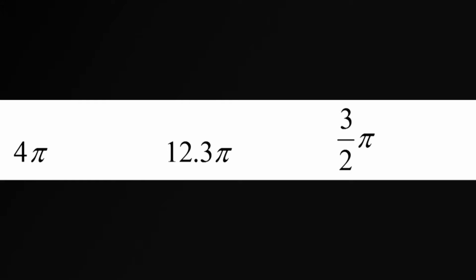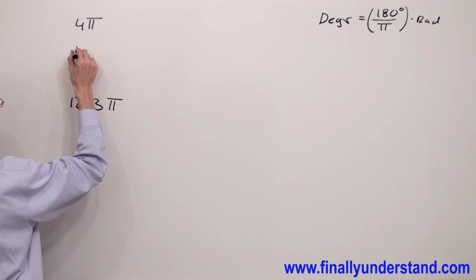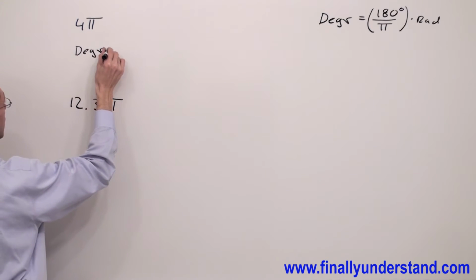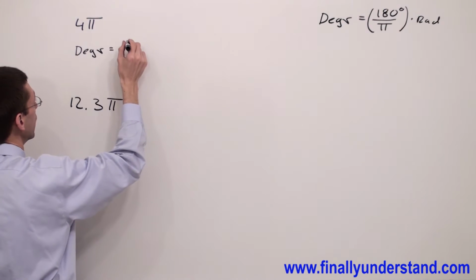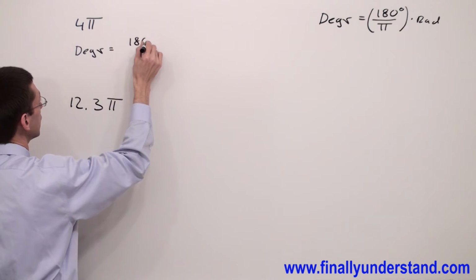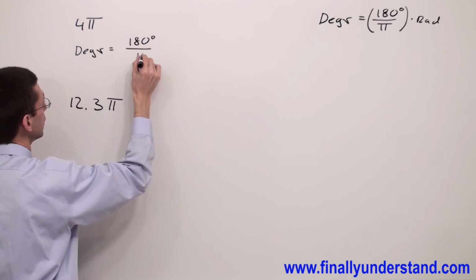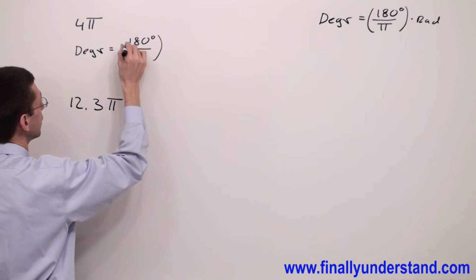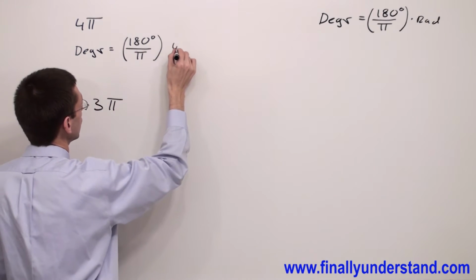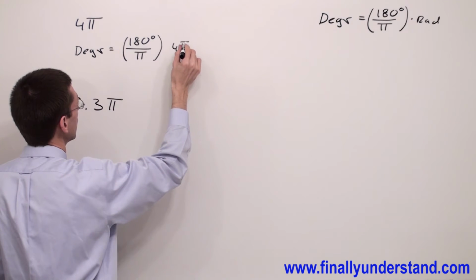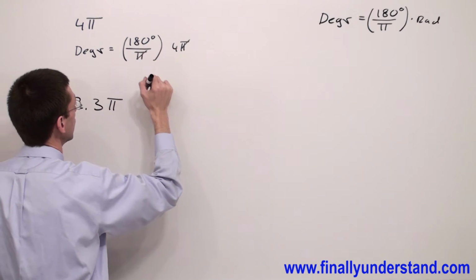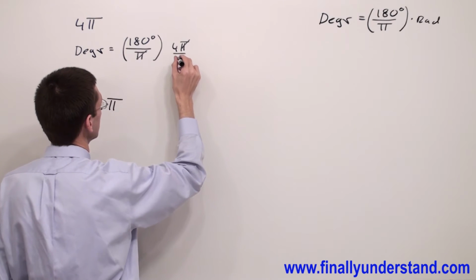Another set of examples: we have 4 pi, and we have to convert this to degrees. I have degrees equals 180 degrees over pi times 4 pi. Pi and pi will cancel out. Remember, this could be a fraction.